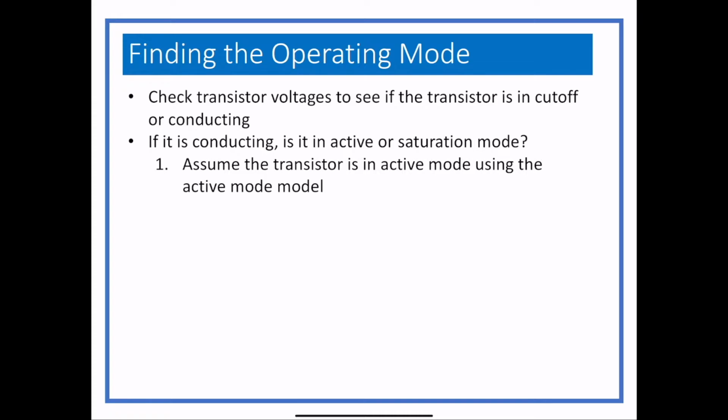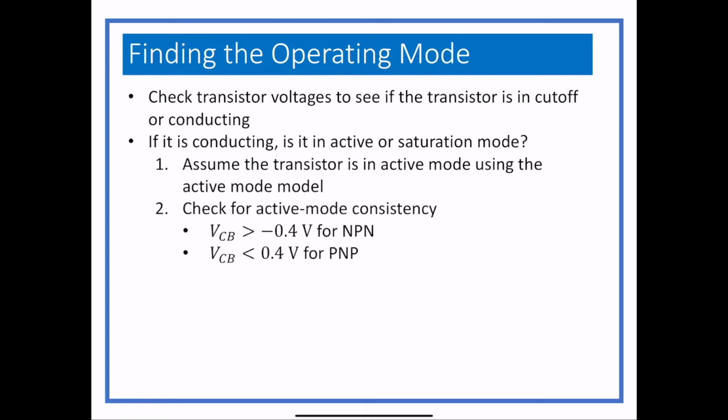Then you check after you find your values to see if the actual values are consistent with active mode. You can go and check if VCB is greater than negative 0.4 volts. That's one way to check. Another way is to just blaze ahead, get all the values, and then see if something really doesn't make sense. And what usually happens is, depending on how you analyze the circuit, you're going to find that at some point you get a value that just absolutely can't exist in that circuit.